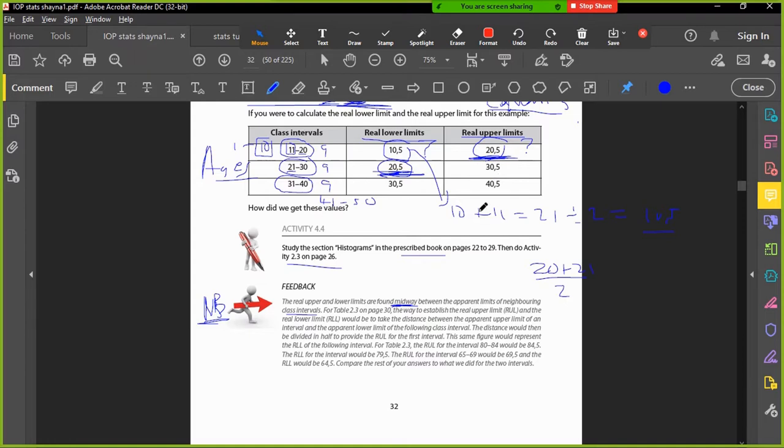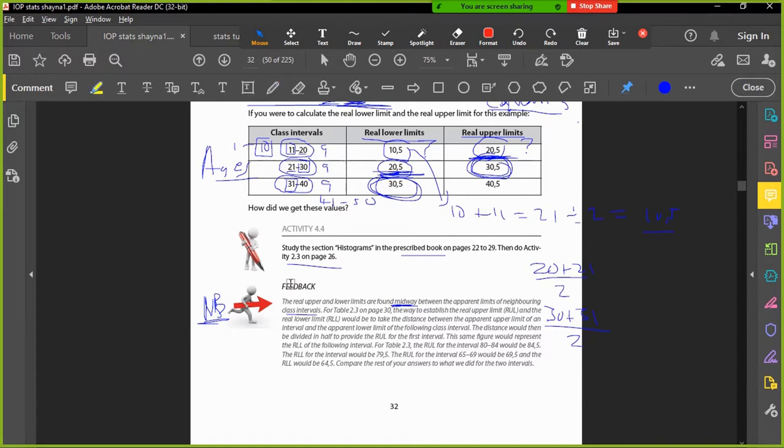Okay, what's the next interval? 21 to 30 and 31 to 40. Do you agree? Yes. So the interval is the gap in between, so you've got 30 and 31. Do you agree? Yes. What's 30 plus 31? 61. Divided by 2? 30.5. There it is. Do you see that? Yes. Do you see how to work that out? Yes, I think so.